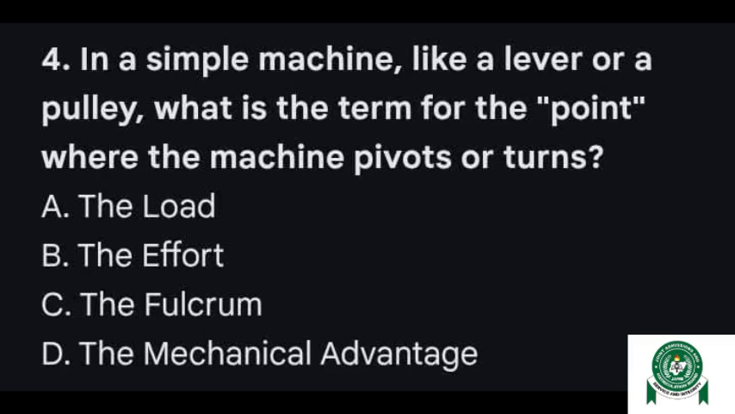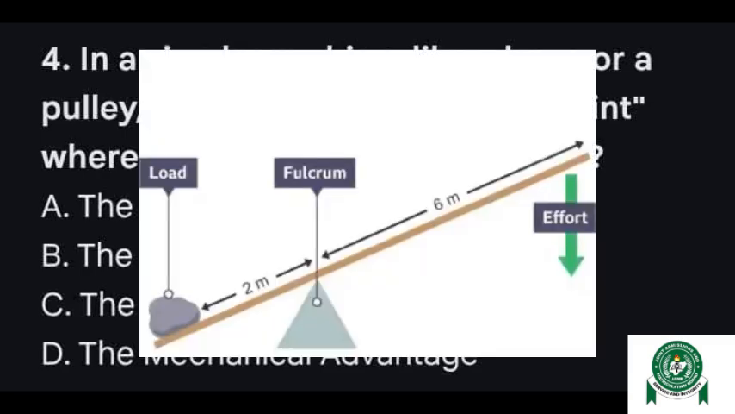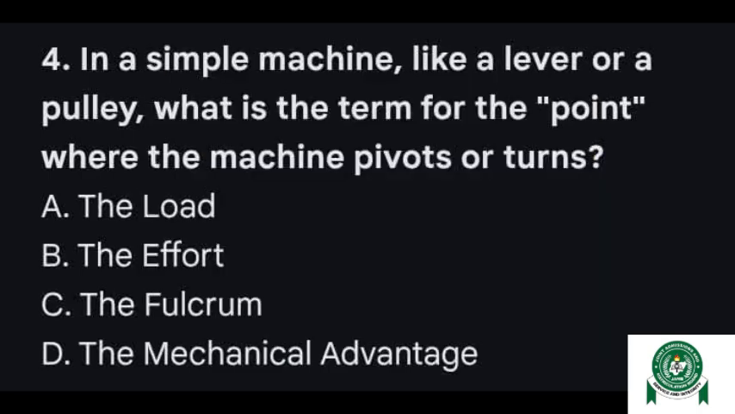Okay, let's explain. Think of it as a seesaw. The load is the person you are trying to lift. The effort is the force you use to push down, and the fulcrum is the fixed support or turning point in the middle that stays still while everything else rotates around it. So the correct option there is option C, the fulcrum. That is the point where the machine pivots or turns.